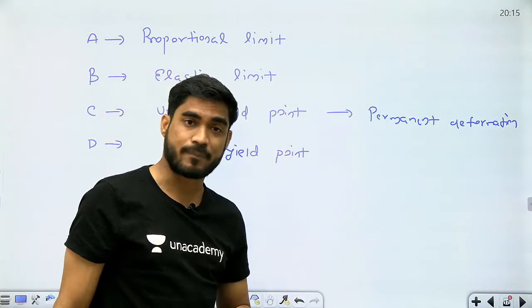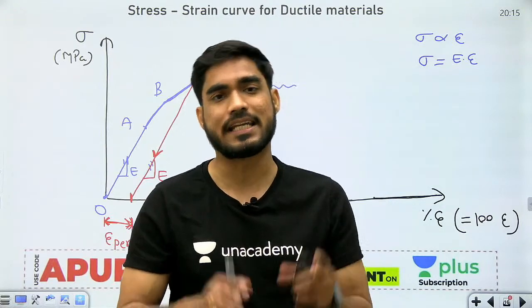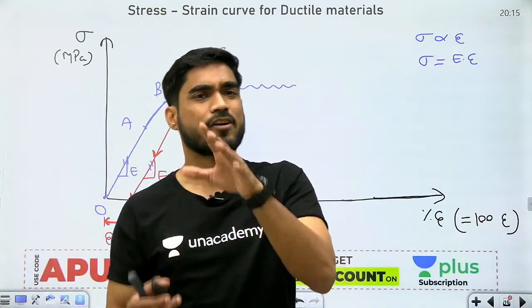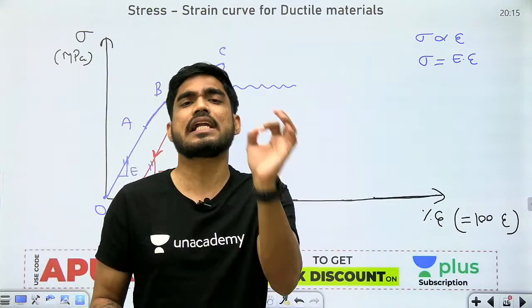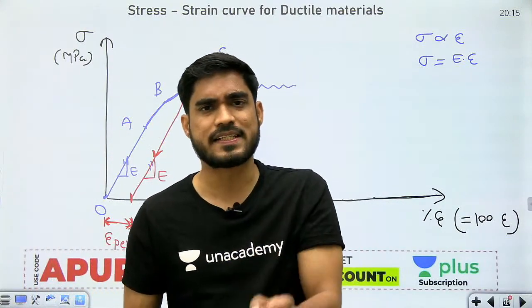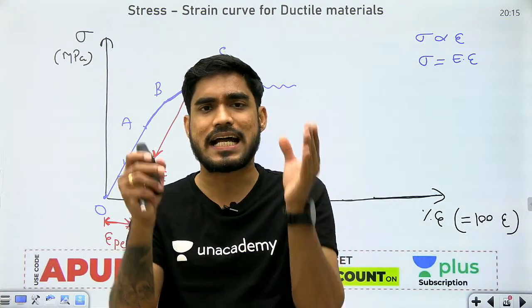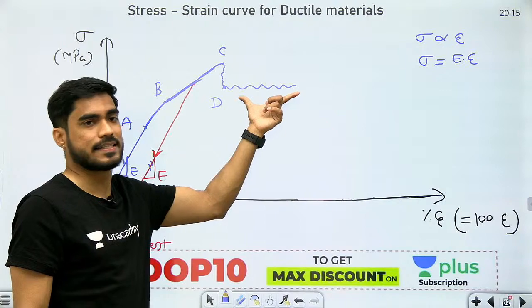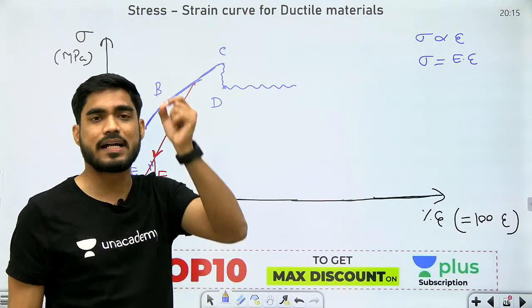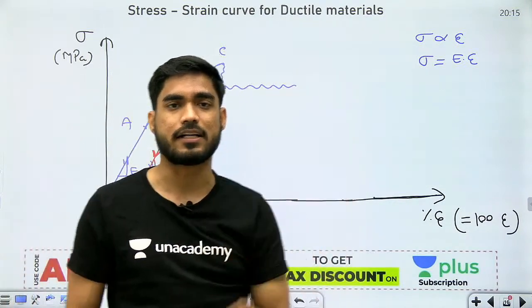So what does yielding mean? Some people feel that yielding means permanent deformation. No, there is a small difference. Yielding is not only permanent deformation. Yielding means permanent deformation under constant load. This process is known as yielding. Permanent deformation under constant load.